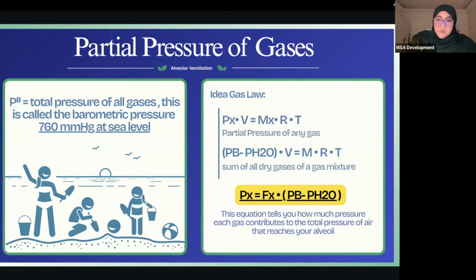Okay, so this is supposed to say ideal gas law. I don't know why it says idea, but ideal gas law just means when you want to calculate a specific partial pressure. Honestly, none of this is important. What is important is that if you want to calculate the partial pressure of one specific gas, this is the equation you use: Px equals the fraction of the gas you're talking about times the atmospheric pressure minus the water vapor.